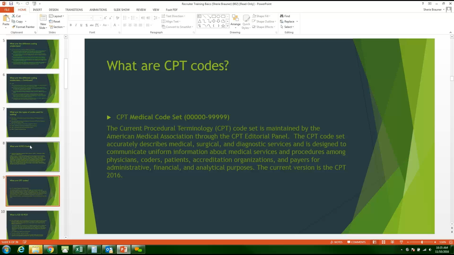The current version is CPT 2016. As of 11/10/2016, they have actually come out with the 2017 books, but they will not be effective until January 1 of 2017.